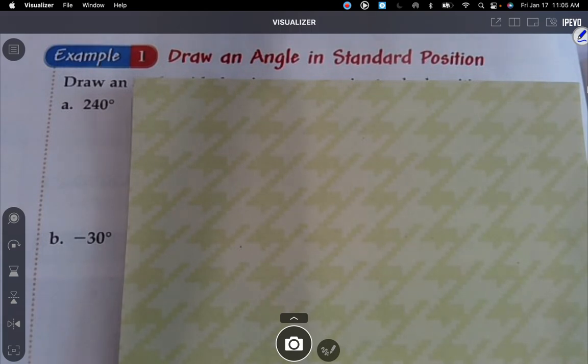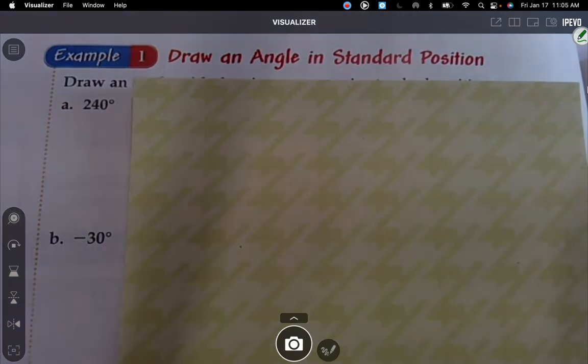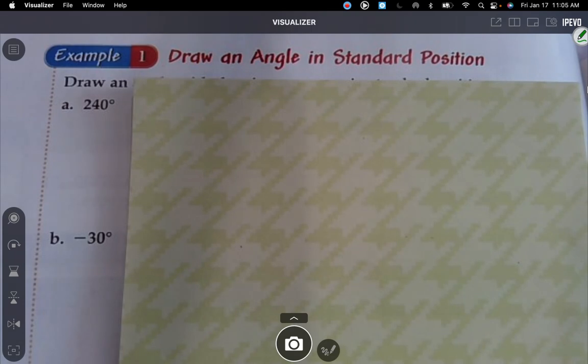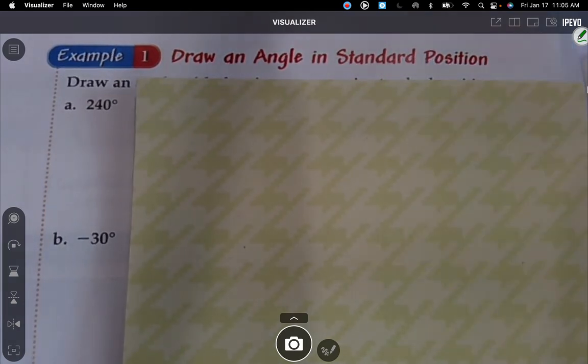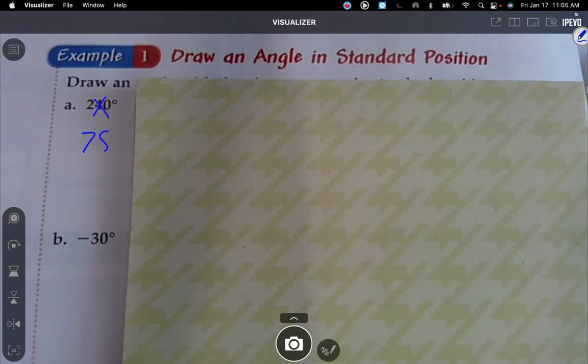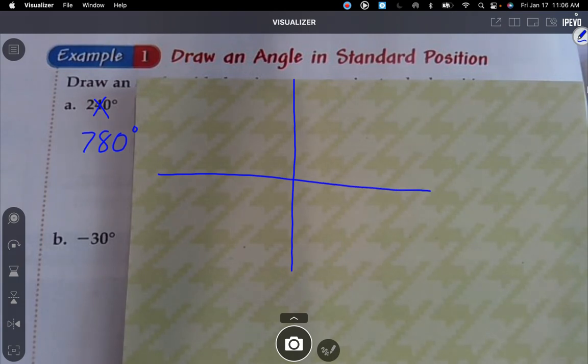Let me make one up. 780 degrees. We're going to find out where 780 degrees is. You don't have to draw, but what I need to do is stay between 0 and 360. So let's take 360 from that.